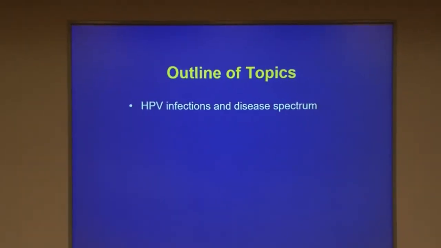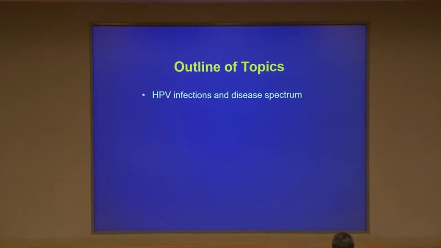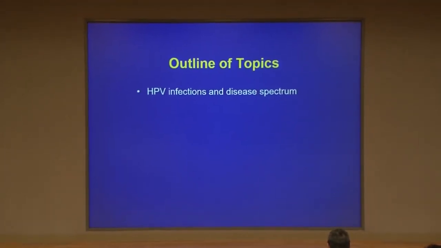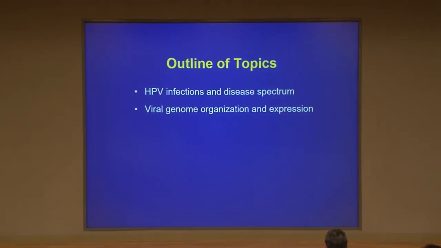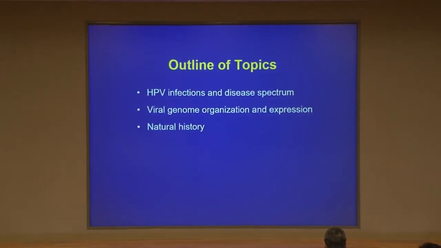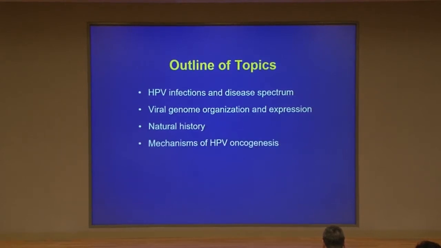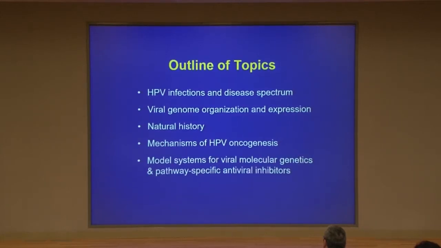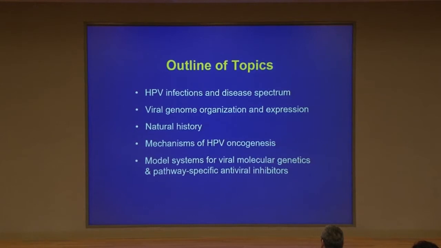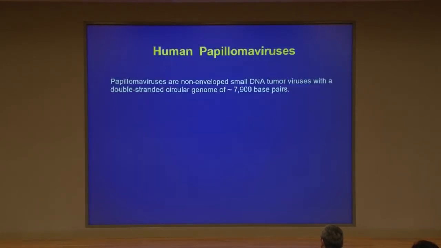Let me first outline what I'm going to speak about. It's about the infection and the disease it causes, and then a little bit about the viral genome and its expression, and the natural history. Then a few slides about mechanism of HPV oncogenesis, and then much of the talk will be based on the model systems. We study the genetics and also try to identify antiviral inhibitors.